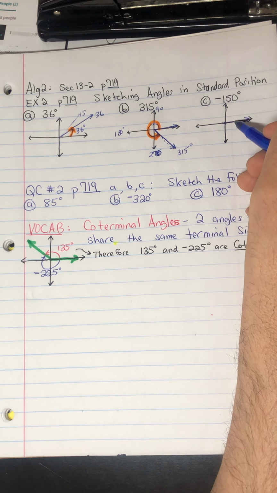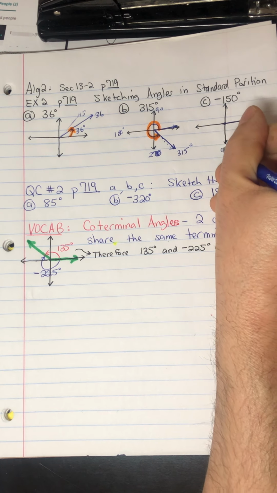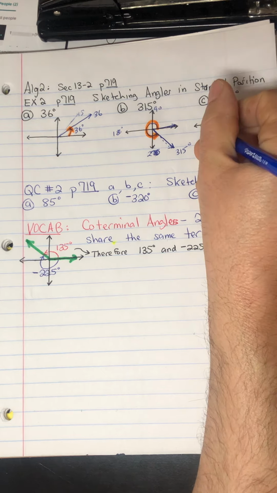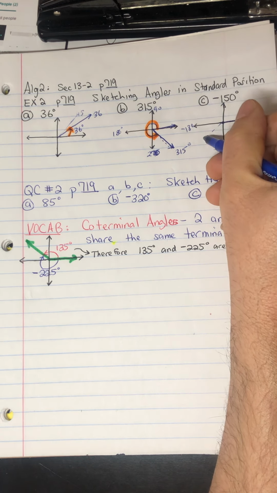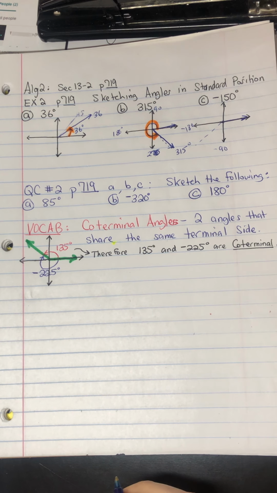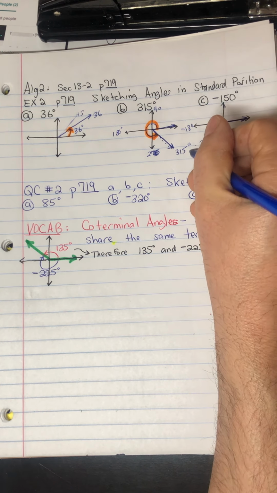The way we do it is we always look at the ones we know. For instance, from here to here is negative 90. From here to here is negative 180. Well, I went too far, didn't I? Well, what's the middle? Let's add negative 45 to negative 90. Negative 90 plus negative 45 is negative 135. Well, negative 135 is right here.